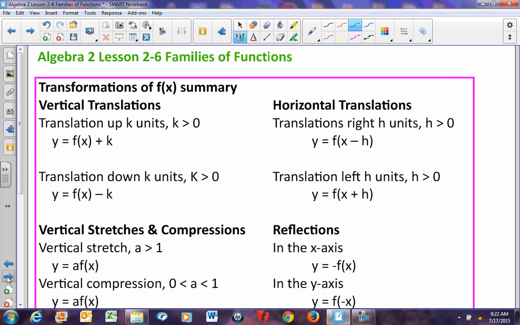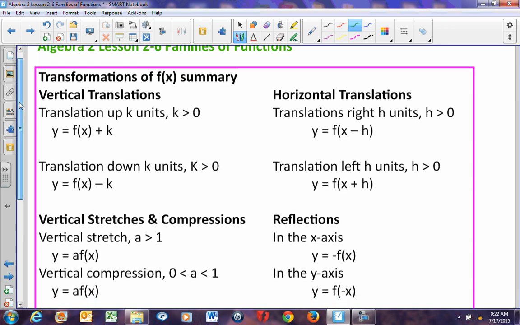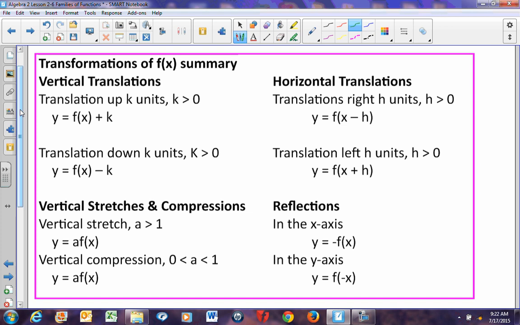Now, let's summarize some of the transformations. We didn't talk about all of these, but we will work with all of these in just a second. This is something that's probably very important for you to write down. Whenever you see something in a box, it's probably very important for you to write down. The transformations of the parent function of f of x.